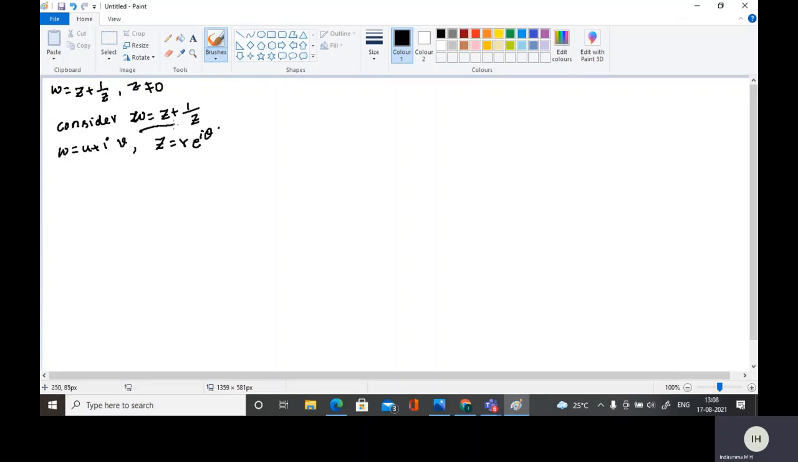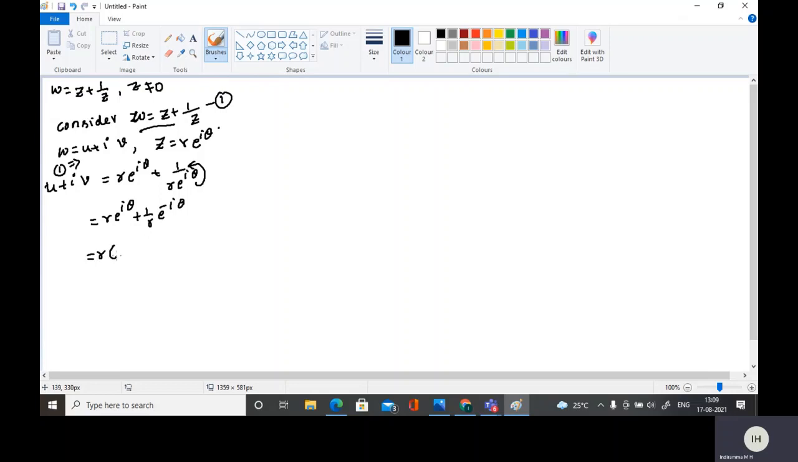So this transformation becomes u plus iv. I will take this as equation 1. Now equation 1 becomes u plus iv is equal to r e power i theta plus 1 by r e power i theta. So now I will take this to the numerator. Simplification I am doing: r e power i theta plus 1 by r e power minus i theta. We have to separate the real and imaginary terms, that's what I am simplifying.